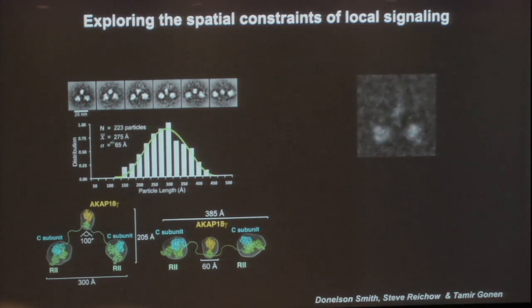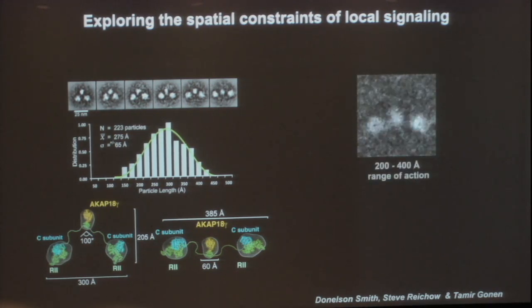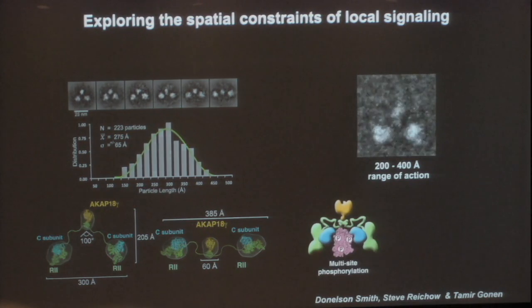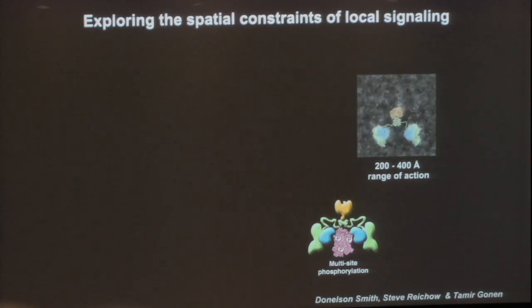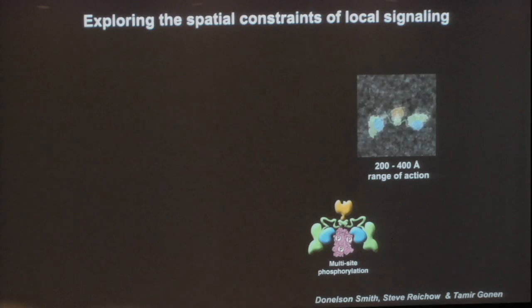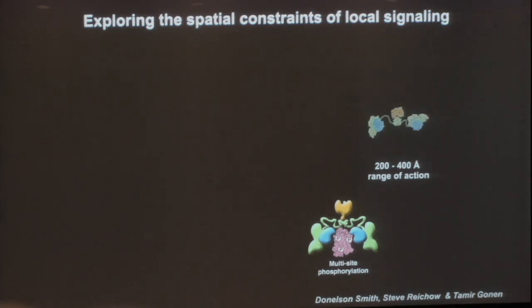So you can actually begin to model this by taking real data and creating these QuickTime movies that show a range of motion of between 200 to 400 angstroms. Now that's a very important number. It's about the width of two molecules inside the cell. So if you think about that in terms of how these molecules work, if you have a substrate that's bound to the complex, it would be easy to get multi-site phosphorylation, particularly in the tight conformation.